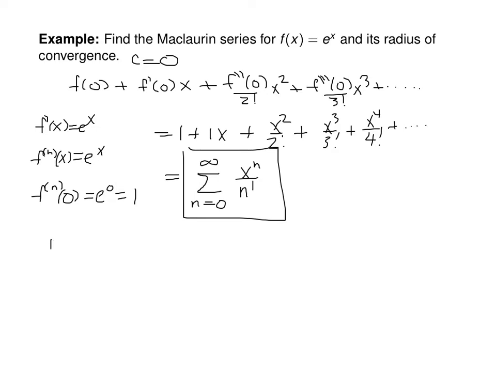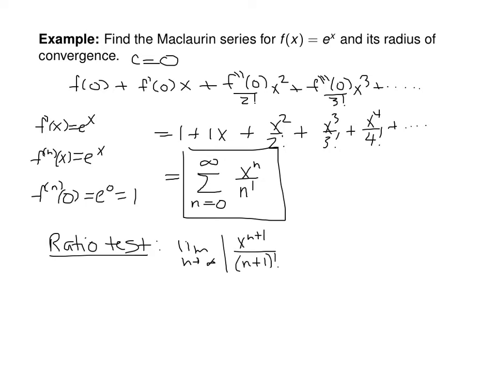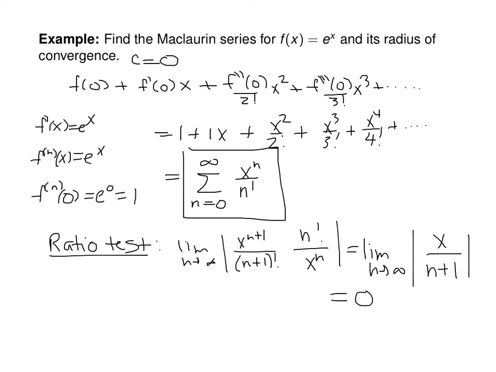And let's use the ratio test to find the radius of convergence. So we find the limit as n goes to infinity of x to the n plus 1 over n plus 1 factorial, divided by a sub n, which is the same thing as multiplying by n factorial over x to the n. Canceling out common factors, we'll have x over n plus 1, and this will equal 0, no matter what x is. Thus, the radius of convergence is infinity.